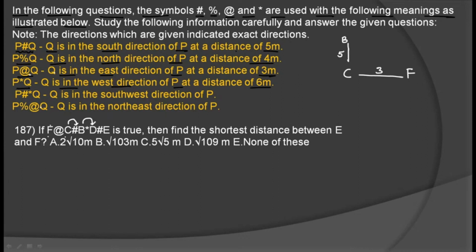Now B star D. Here the star means B is the west of D, by 6 meters. It's already exactly 3 meters, it's an excess of 3.